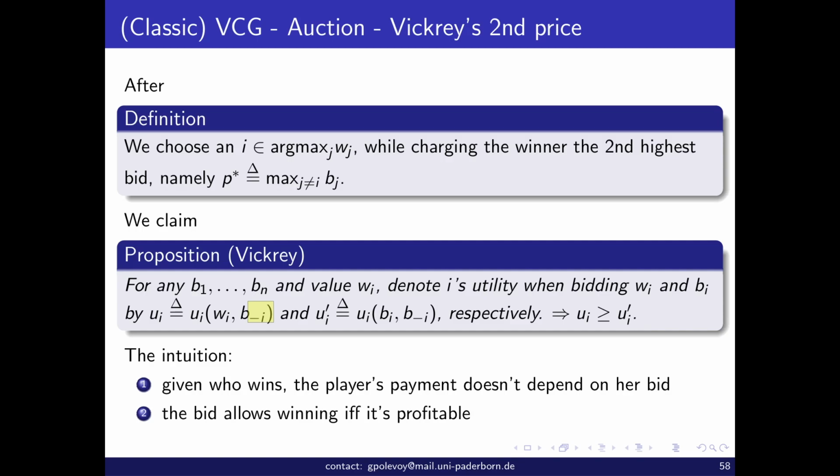So actually bidding your value allows you winning if and only if it's indeed profitable. And given who wins, you don't even influence your payment by your bid, by the choice of the payment to be the second best bid. That's the intuition. Now we just formalize it. It's actually a very simple proof.